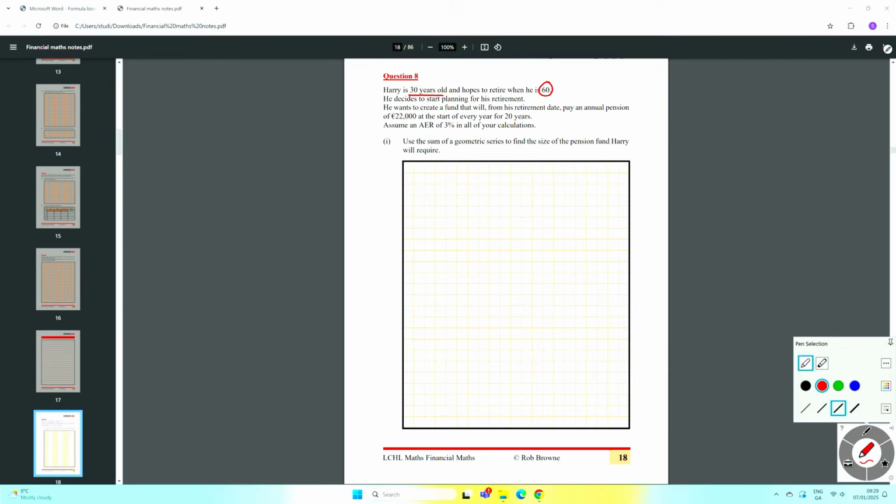He decides to start planning for his retirement. He wants to create a fund that will, from his retirement date, pay an annual pension of €22,000 at the start of every year for 20 years. Assume an annual rate of 3% in all your calculations. We're asked to use the sum of a geometric series to find the size of the pension fund Harry will require and then how we're going to save that.